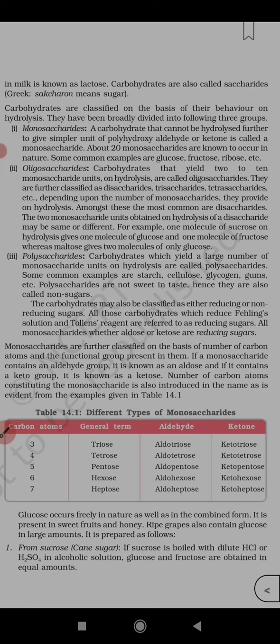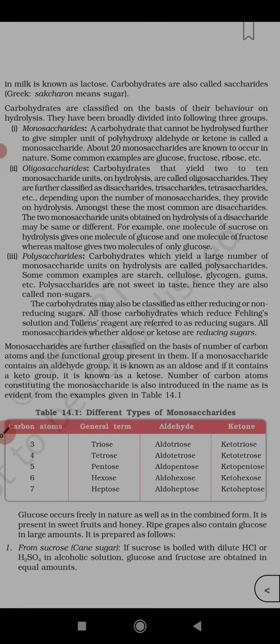So about 20 monosaccharides are known to occur in nature. Some common examples are glucose, fructose, ribose, etc. You know, ribose is present in RNA. Ribose sugar is a monosaccharide. Glucose is a monosaccharide, fructose is a monosaccharide.